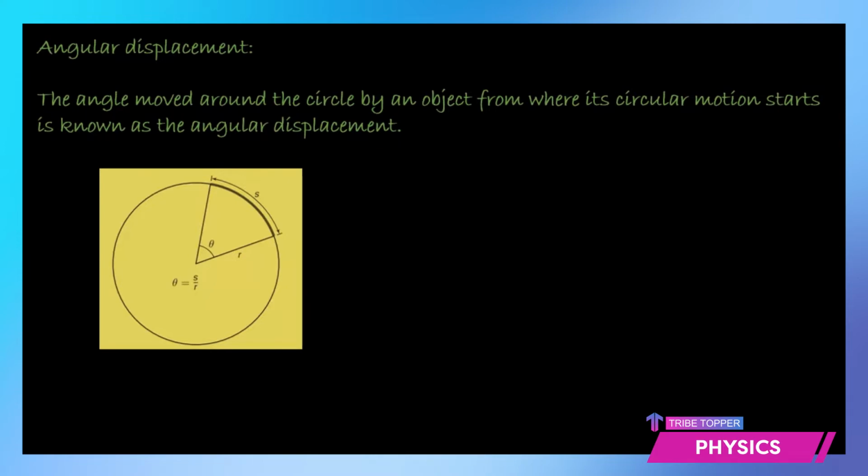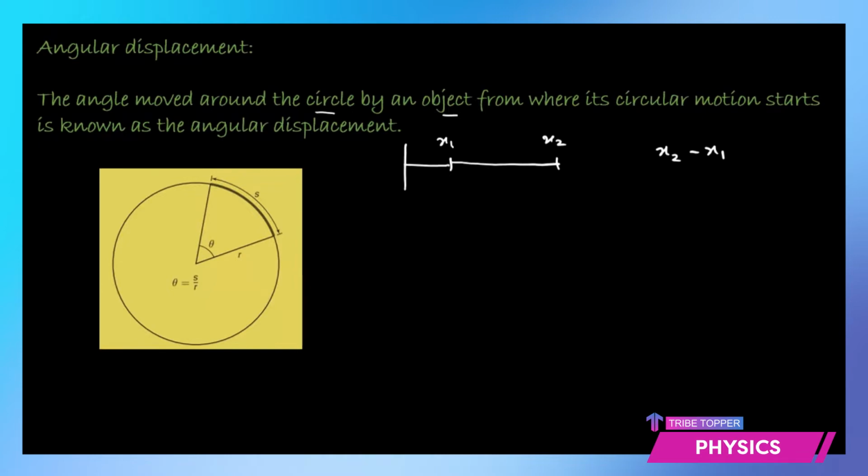Like in linear motion, you learned that if an object moves from one position to another position, say from the origin, this was x1 and this was x2, then the linear displacement is x2 minus x1. But in case of circular motion, it is the angle that an arc will trace out that will be the angular displacement. So the definition is the angle moved around the circle by an object from where its circular motion starts is known as the angular displacement.